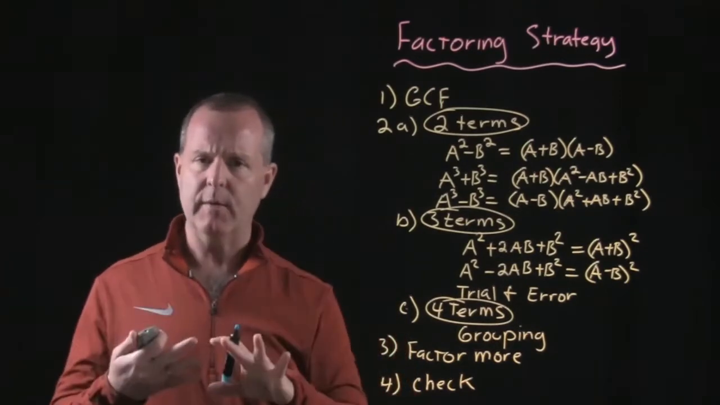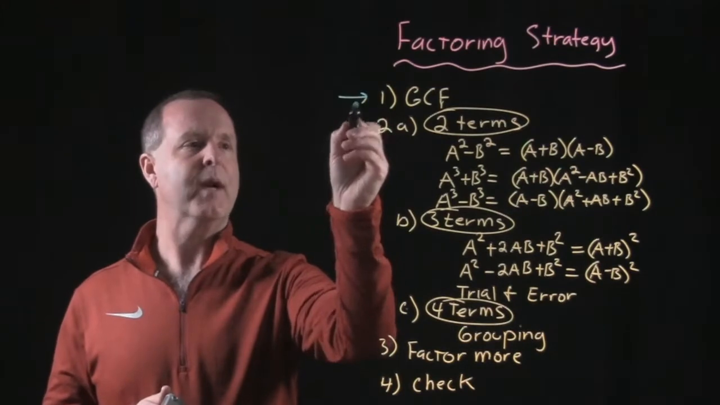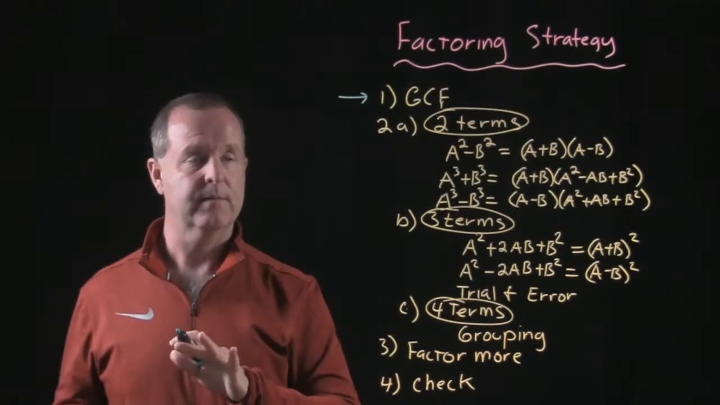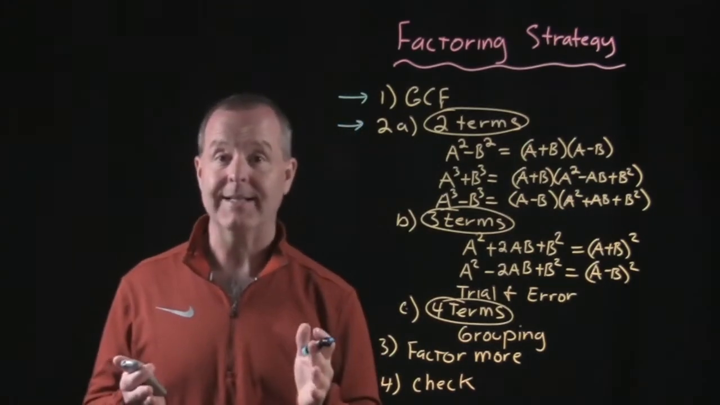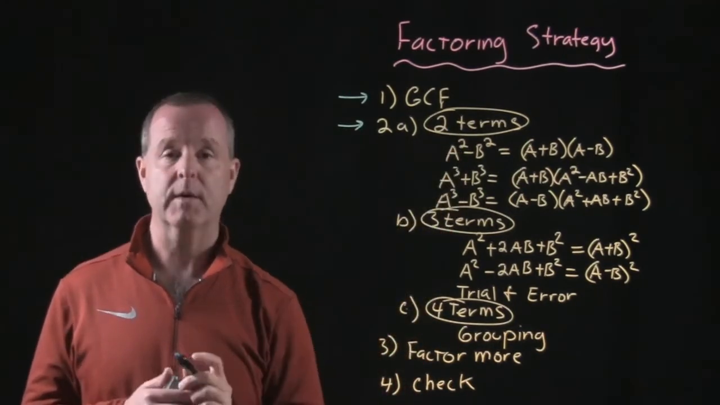So the first thing I always check for when I see a problem that needs to be factored is I see if there's a greatest common factor. And if so, factor that out. Step two kind of falls into three parts. I recognize how many terms there are. Are there 2 terms, 3 terms, or 4 terms?